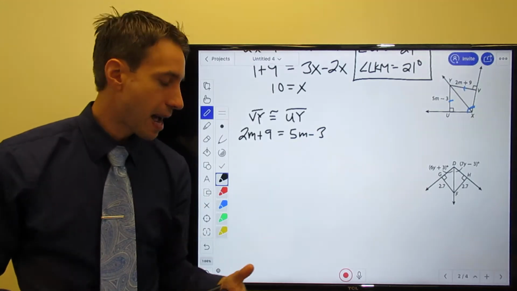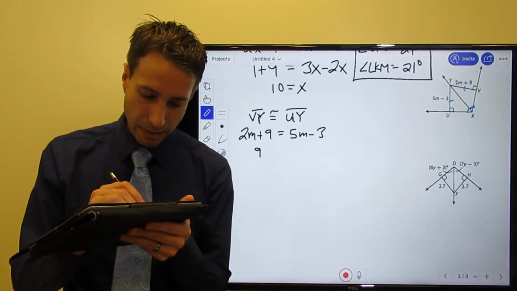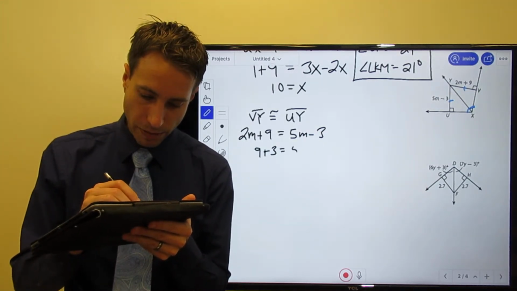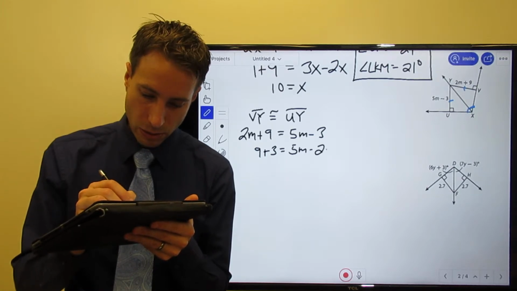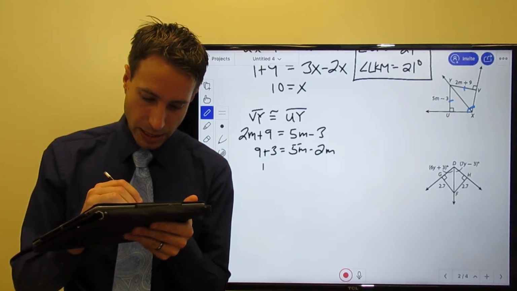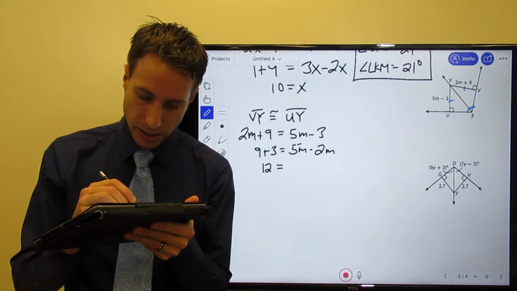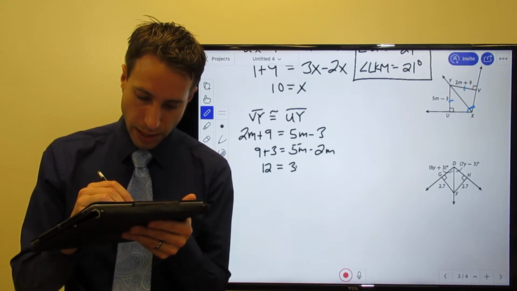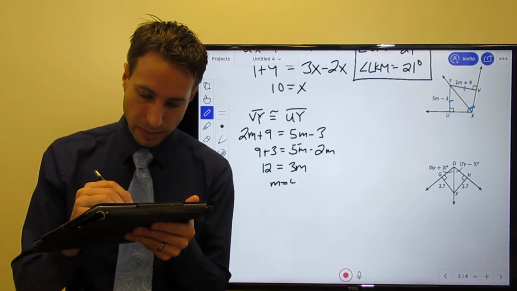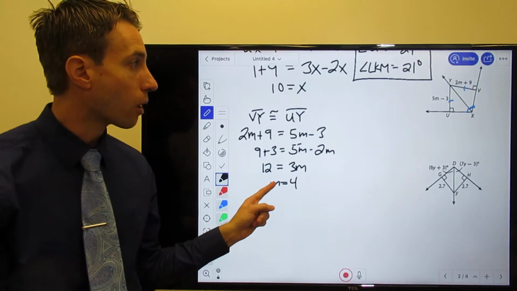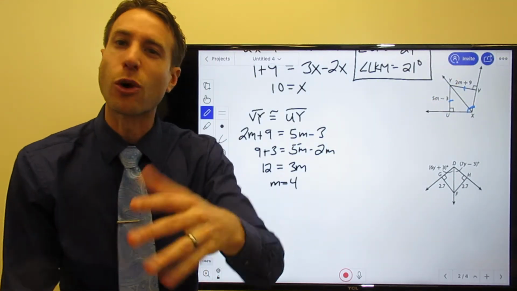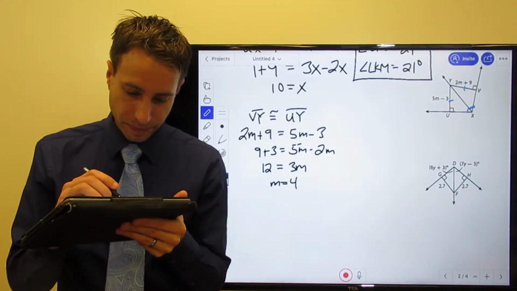Subtract the 2m, add the 3. 9 plus 3 is equal to 5m minus 2m. That gives me 12 is equal to 3m, and so m is going to have to be 4. M will have to be 4. Let's go ahead and plug that stuff back in.